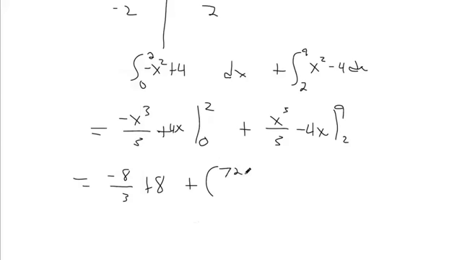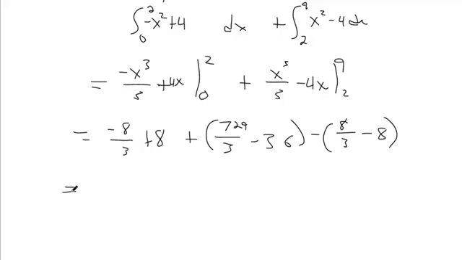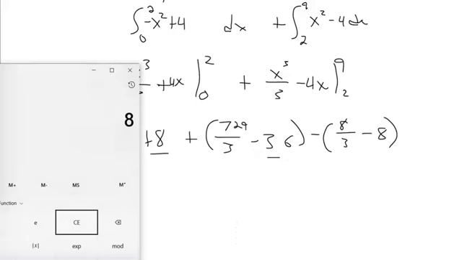So it's 729 over 3 minus 36. We got to subtract that by what happens when we plug in 2. 8 over 3 minus 8. Okay, so we get an 8. Here, let's just do the integers together and the fractions together. So 8 minus 36 is -28. And then you got a minus and -8, so that means plus 8.